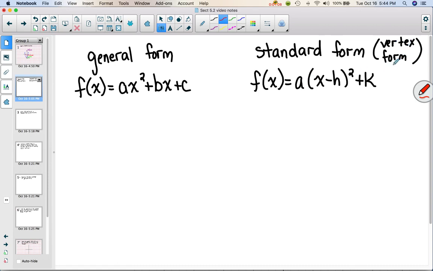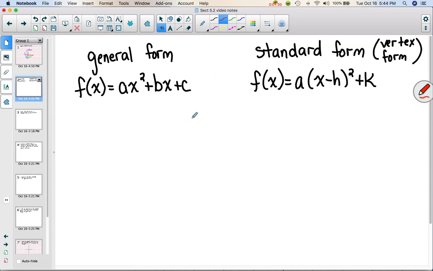Now I think last year in Algebra 2, our Algebra 2 textbook referred to this one as standard form. There is a little bit of discrepancy by different authors. Sometimes they'll call this just graphing form or vertex form, but your textbook, and there are other textbooks that do this as well, call this general form and this standard form.